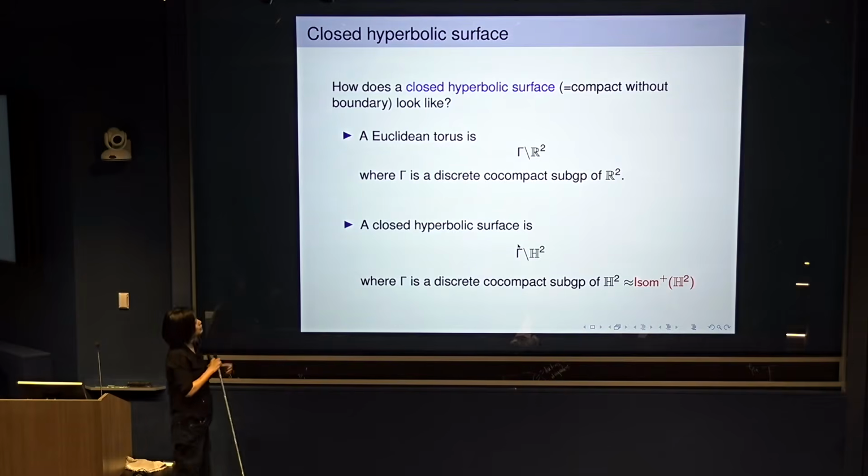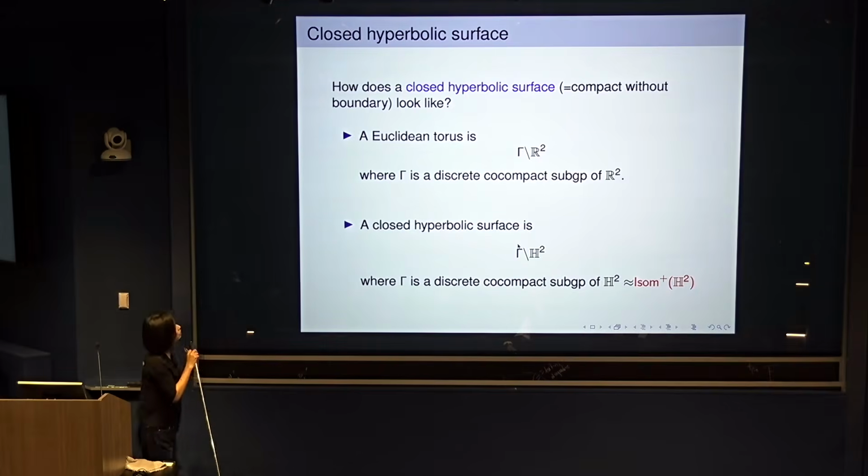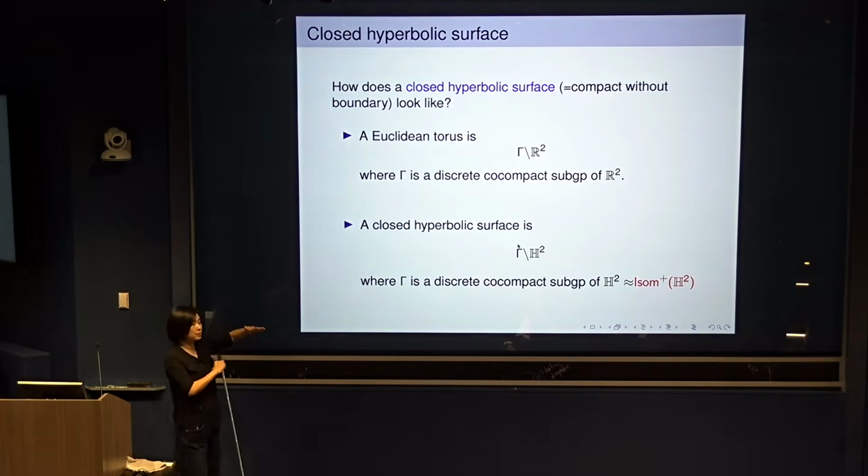So a closed hyperbolic surface is, by definition, a compact hyperbolic surface without boundary. So you say it's a complete compact hyperbolic surface. I mean, clearly H2, the upper half space, is not compact, so it's not a closed hyperbolic surface. Okay? So what does a closed hyperbolic surface look like?